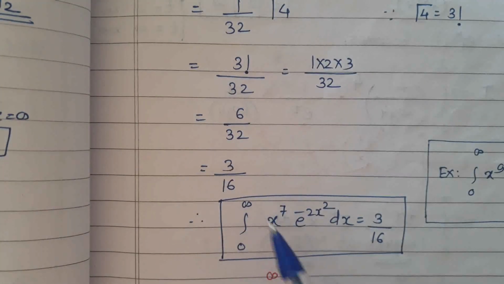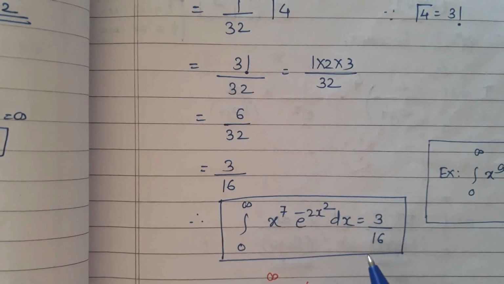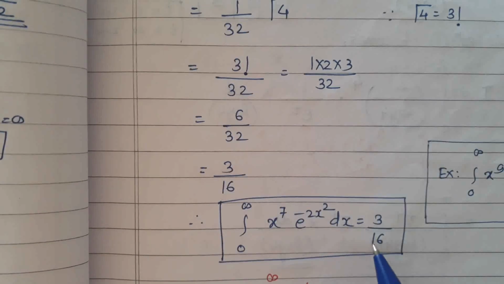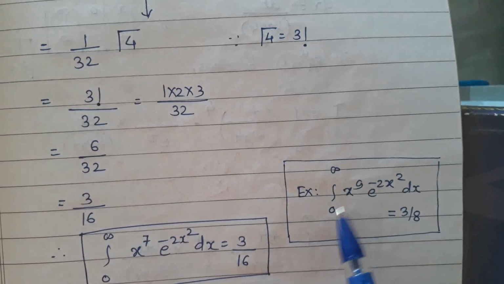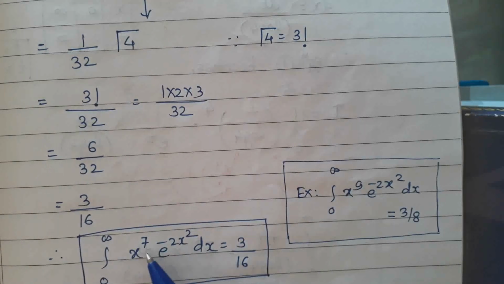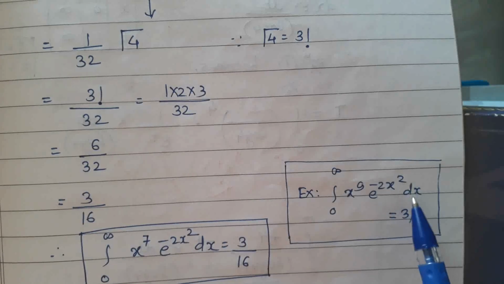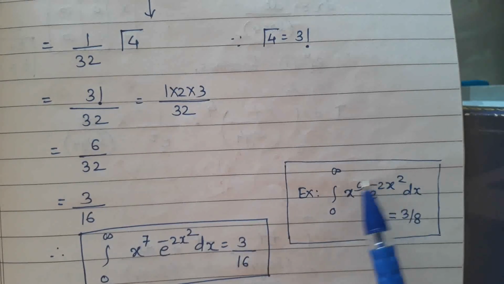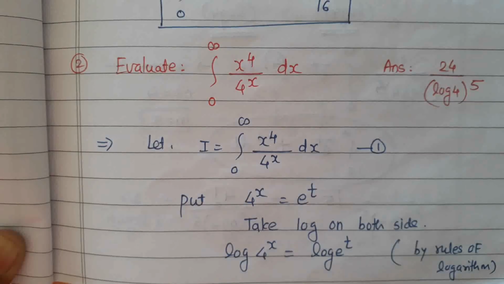Value of integral 0 to infinity x raised to 7 e raised to minus 2x square dx is equal to 3 upon 60. Similarly, you can solve another practice example here. Only the difference is in the power of x. Use the same substitution x square is equal to t and show the answer is equal to 3 by 8.